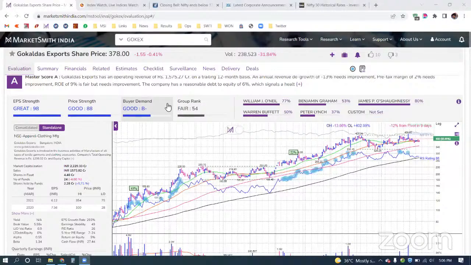They have applied for the PLI scheme as well, and set up a new subsidiary in Dubai, and guided for margins to improve by 1 to 2% over the next 2 years.